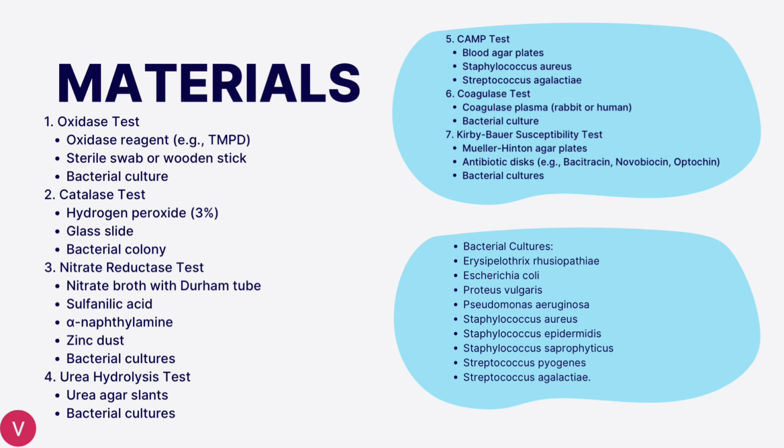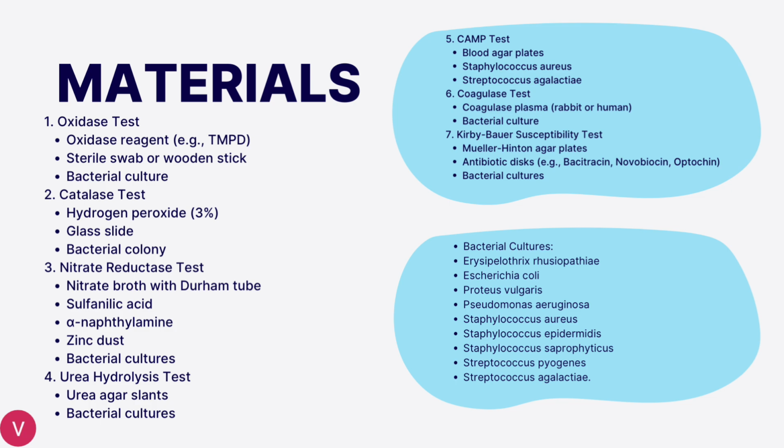Materials. For the oxidase test, we use the oxidase reagent, a sterile swab or wooden stick, and bacterial culture. For the catalase test, we use 3% hydrogen peroxide, a glass slide, and bacterial colony. For the nitrate reductase test, we use nitrate broth with Durham tube, sulfanilic acid, naphthylamine, zinc dust, and bacterial cultures. For the urea hydrolysis test, we use the urea agar slants and bacterial cultures.